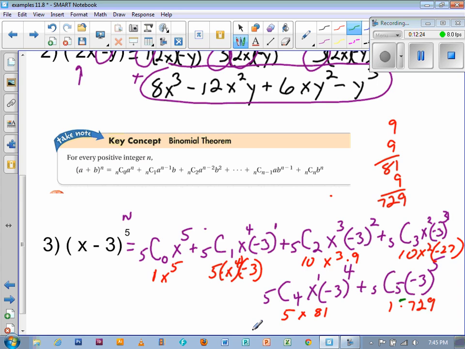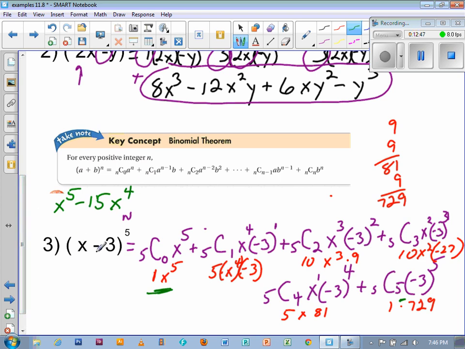Now, I think we're ready for our grand finale. We're going to put all these together in one row. So our first term right here would just be x to the fifth. Let's write that down. Okay. Our next term would be a negative 15x to the fourth. Write that down. Notice our signs are alternating, which they should because of the minus here.